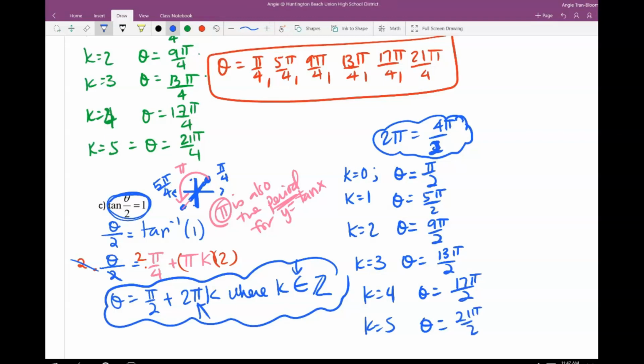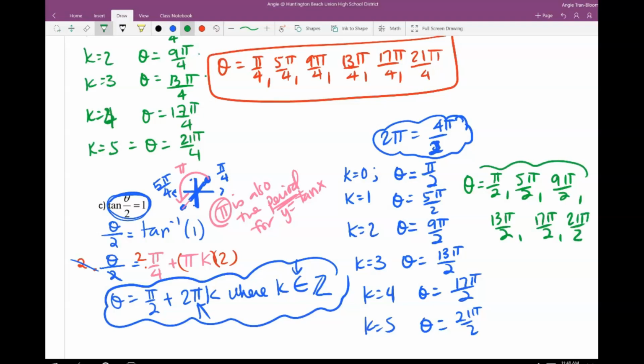So your first 6 angles are, let's write it down so we can box it up. Ready? Pi over 2, 5 pi over 2, 9 pi over 2, 13 pi over 2, 17 pi over 2, 21 pi over 2, and voila. So those are the 6 solutions, and these over here are your equation. And yes, you do need to know how to write your equation. Okay, this is the end of our 7.3 notes.